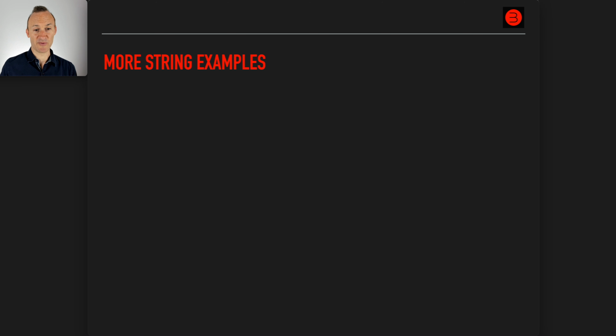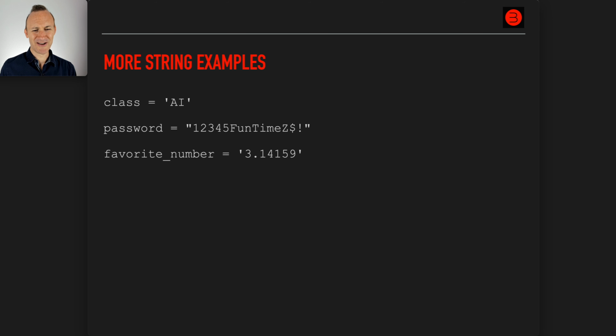Okay, more string examples. We have a class called AI. Yes, I want to join that class. Password. The point of this password is simply to show you that you could have numbers and special characters inside of your string. Here's a fun one. Favorite number, 3.14159. This is a string. Why? Because this number is inside quotes. So if the quotation marks were not there, that would be a float. Okay? So there's a difference in the type, whether it has quotes or not.